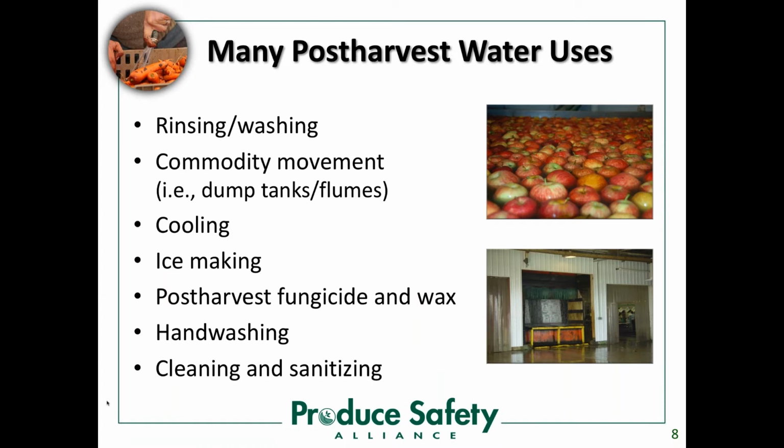So what do we use post-harvest water for? Rinsing, washing. You use it in your dump tanks and your flumes, if you're big enough to have that kind of operation where you're moving product via water to another area. Cooling, ice making. This is a big one people don't think about a lot. Ice making is a big potential way to get contamination. Fungicide and wax that you may apply on certain fruits. Hand washing, can't forget hand washing.